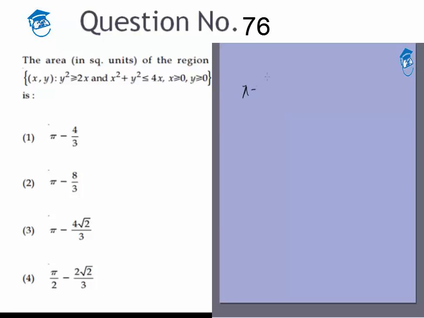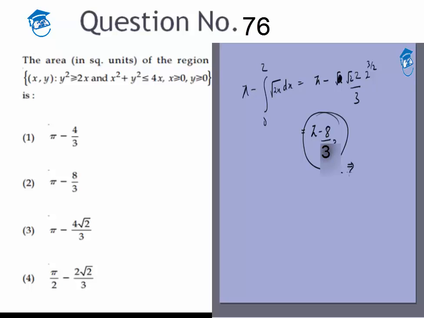This will be pi minus integral 0 to 2. Y squared is 2x, so y is root of 2x dx, which is pi minus root 2 times x to the power 1 by 2 gives me x to the power 3 by 2 by 3 by 2. So into 2 by 3 x to the power 3 by 2, which is 2 to the power 3 by 2. So this is 2 root 2 into 2 root 2. 2 to the power 3 by 2 and 1 is 5 by 2 and half is 6 by 2 or 3. 2 to the power 3 is 8. So this gives me the answer as pi minus 8 by 3, which means the answer is option 2.